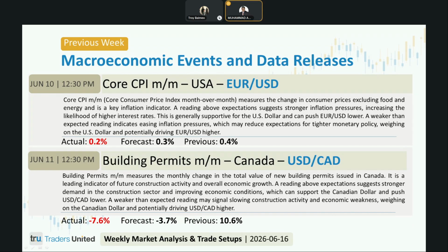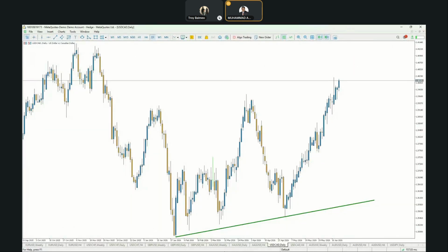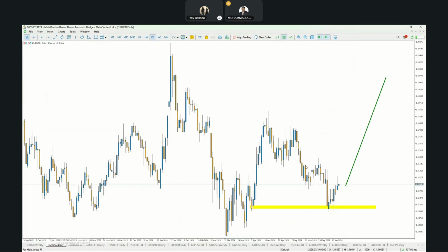A weaker than expected reading indicates easing inflation pressures, which may reduce expectations for tighter monetary policy. This is typically negative for the US dollar and can support the Euro USD to the upside. Now, the event details. The previous reading was 0.4%, forecast 0.3%. The actual number we got is 0.2%. The currency pair to focus on is the euro dollar currency pair. Now, let me show you a price chart of the euro USD currency pair first. This is the daily time frame.